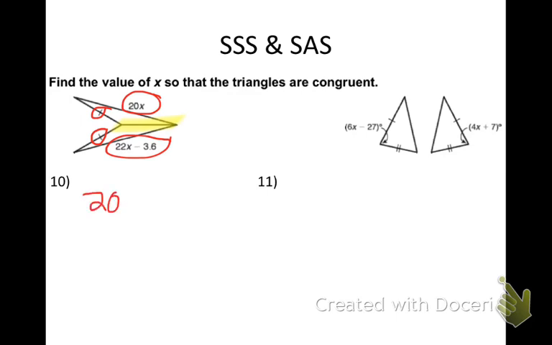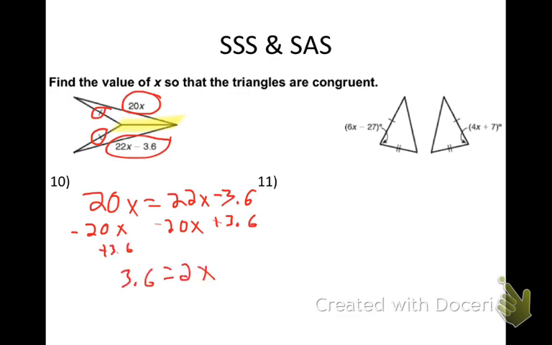Yeah, if they have to be congruent, it means they have to be equal. So I'd say 20x equals 22x minus 3.6. And when I work that out, I would actually subtract 20x. Add 3.6 to the other side because I like keeping things positive. So I have 3.6 equals 2x. Divide by 2, and x equals, what did you say, Wilson? 1.8. So that would be the value that would show those are congruent. That would be side, side, side.